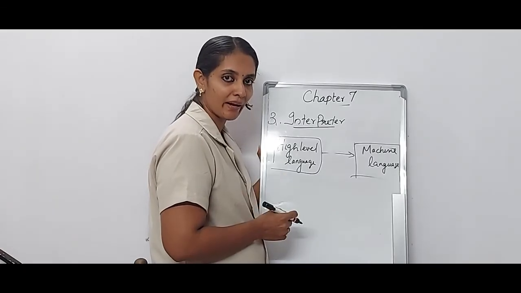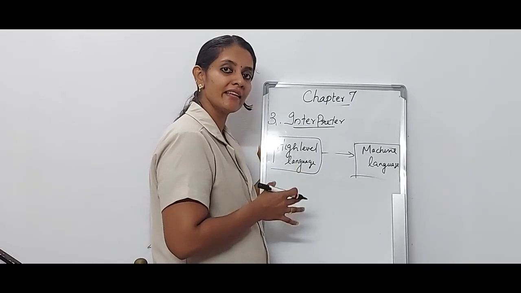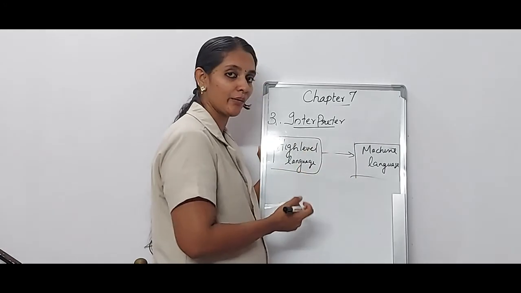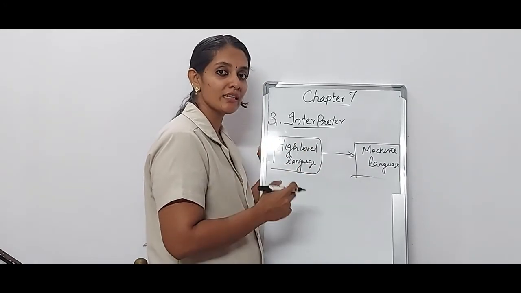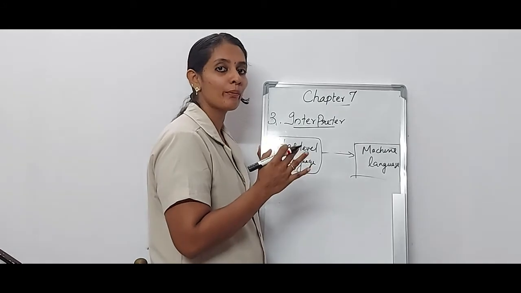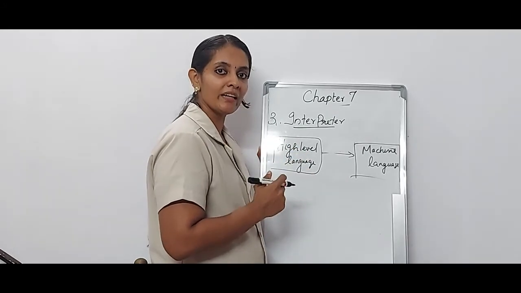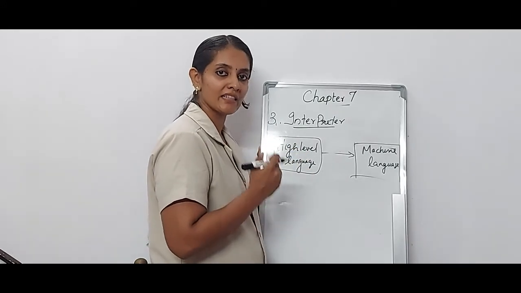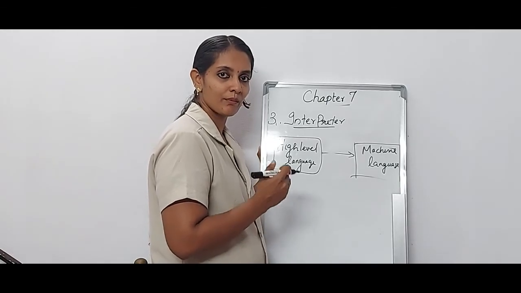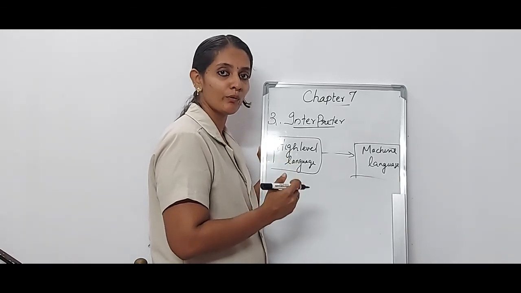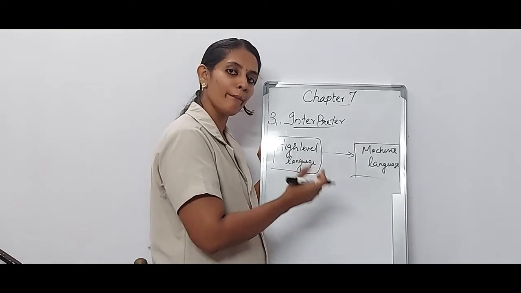But in the case of a compiler, it will convert the entire source program into machine language at the same time, and it will display the errors of the whole program together. That is the main difference between compiler and interpreter. Both are used for converting high-level language to machine language.